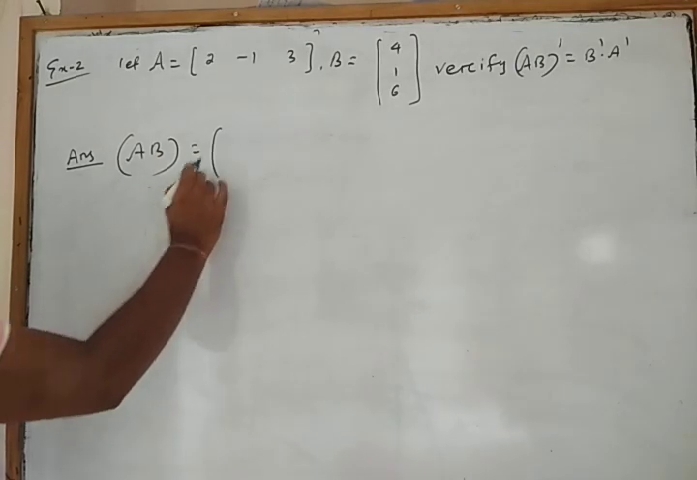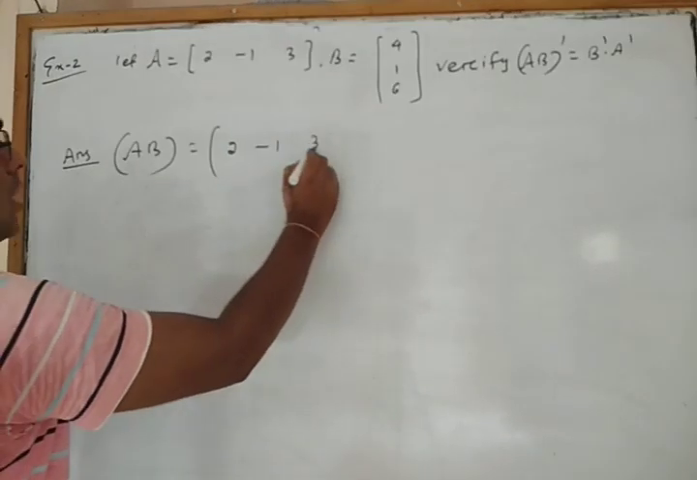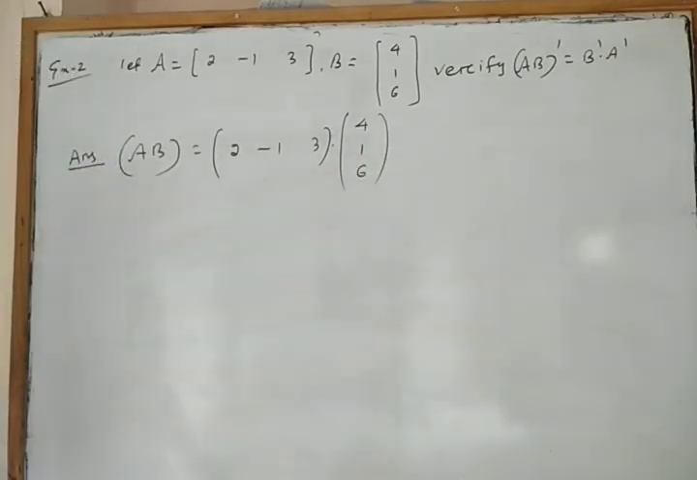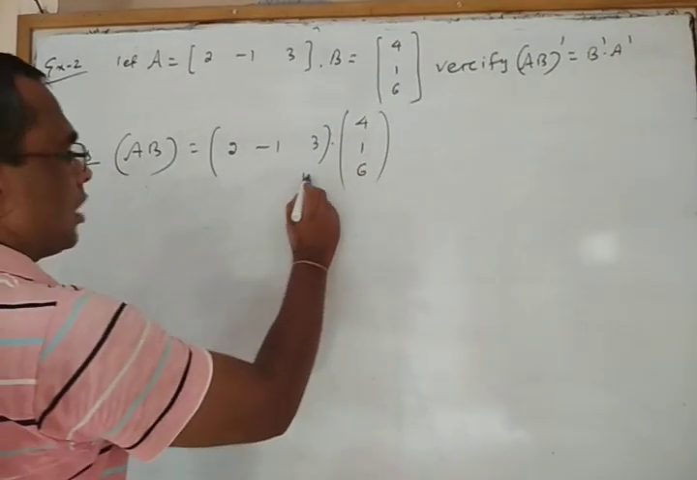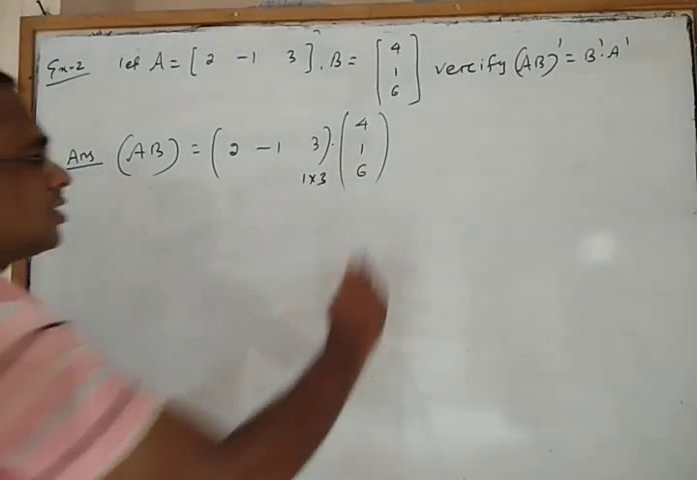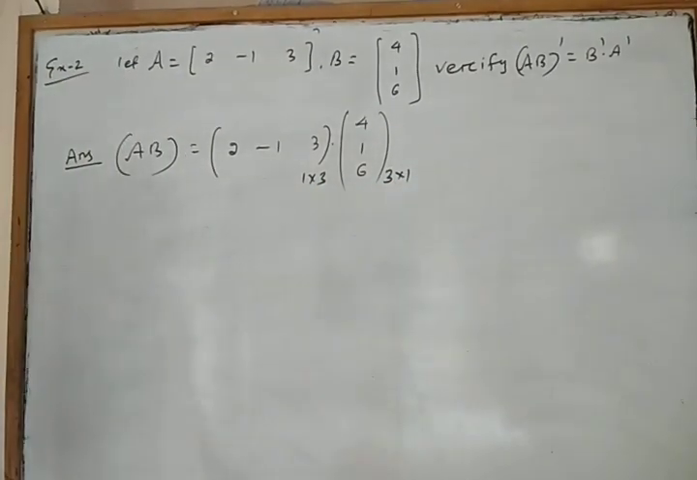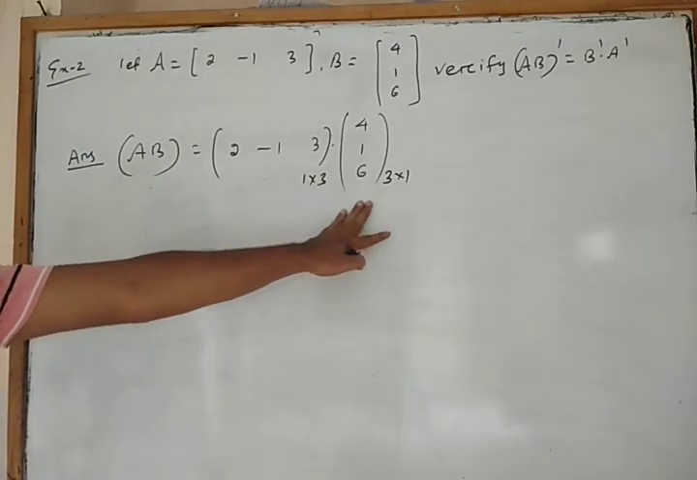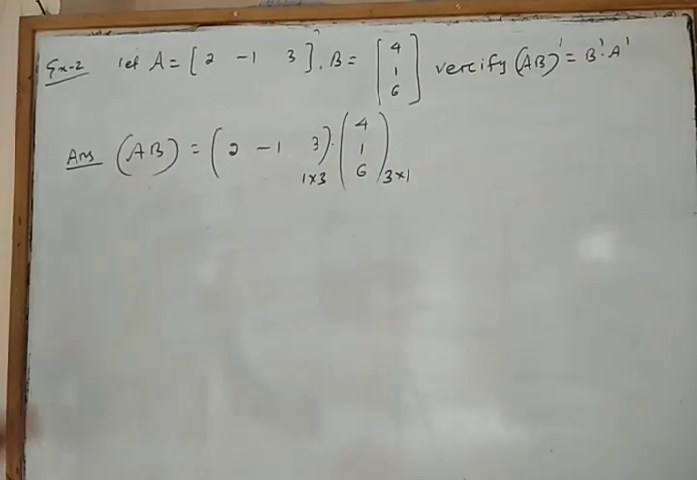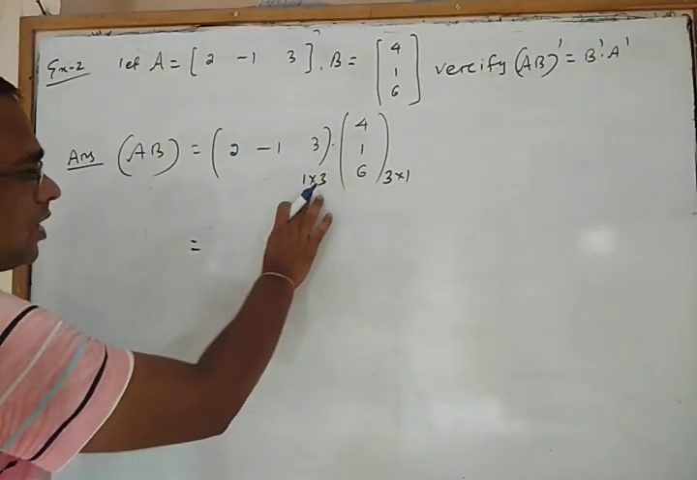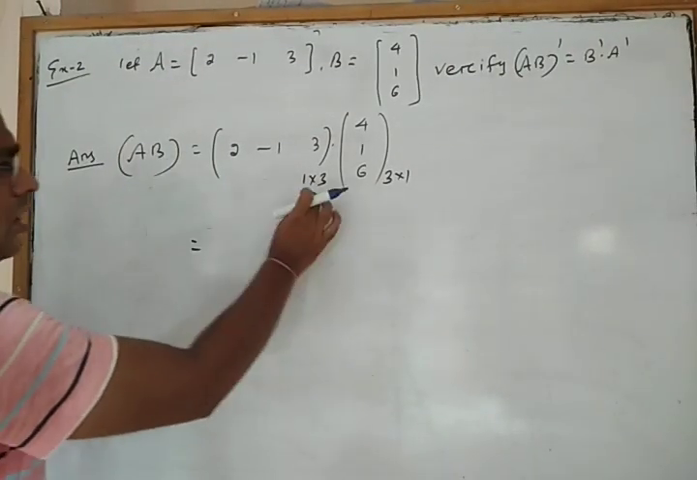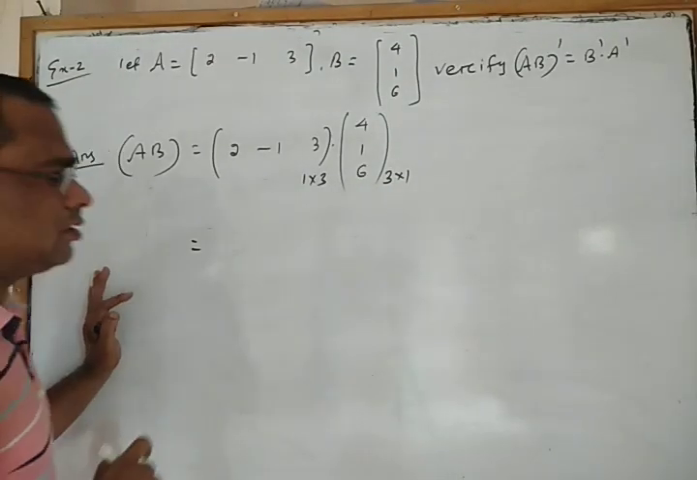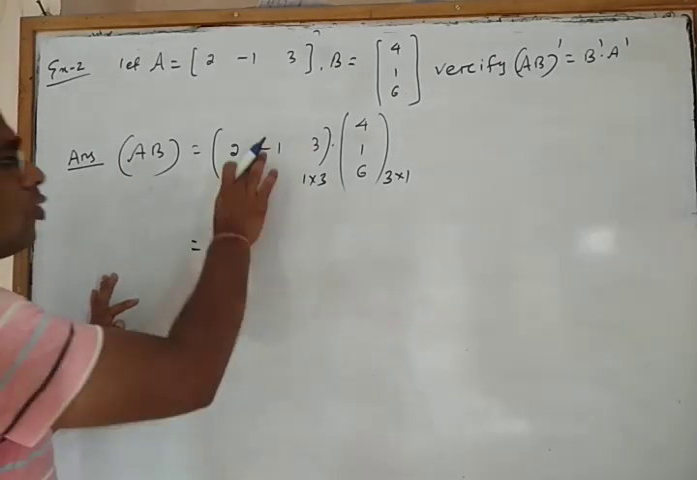So AB means you have to write first the matrix A, 2 minus 1 3, and B equal to 4 1 6. Clearly the order of A is 1 cross 3 and the order of B is 3 cross 1. The number of columns of the first matrix equals the rows of the second matrix, so its product is possible. After multiplication, the order of AB is 1 cross 1. 1 cross 1 means this is a matrix containing a single element. So how to multiply? Row into column.